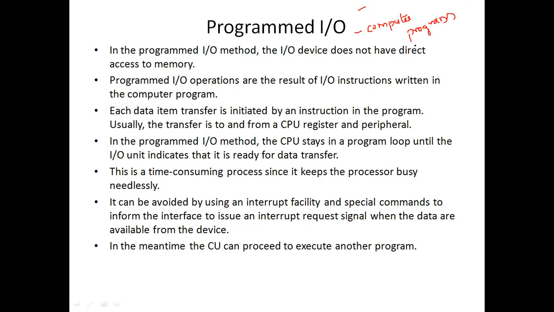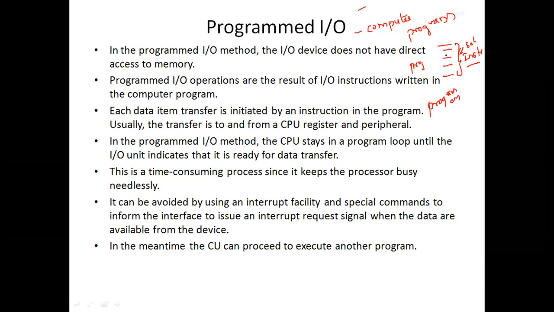Like a program, we are going to write these instructions. These instructions are the result of IO instructions which are written in a computer program. So here each data item transfer is initiated by the instruction in the program. As we are writing a program, we are going to have different instructions. A set of instructions, we call it a program. Here usually we are going to maintain a program control.